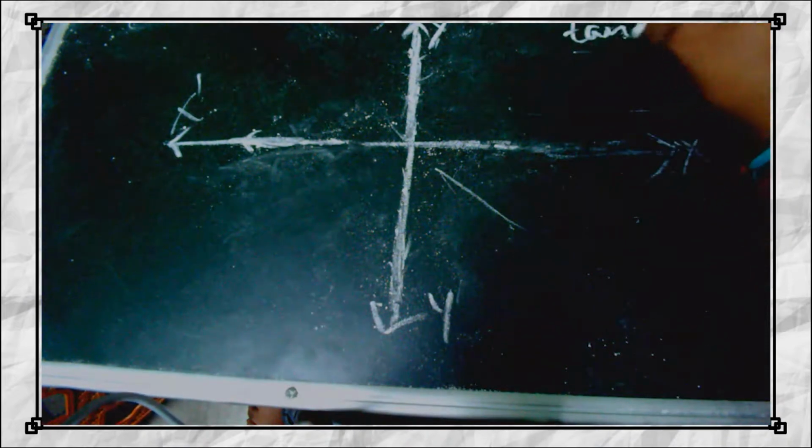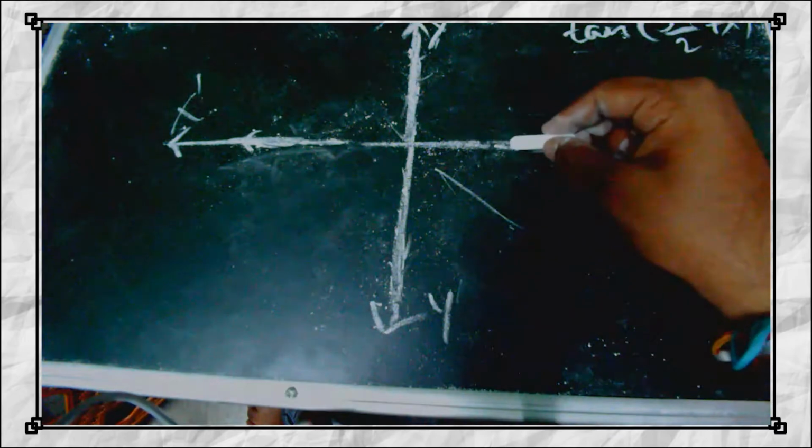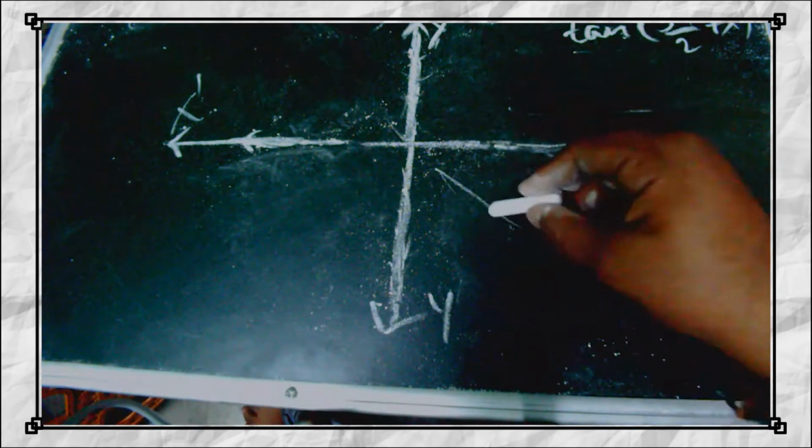Now the value of tan of 3 pi by 2 plus x. So 3 pi by 2 is here and x is in the fourth quadrant.